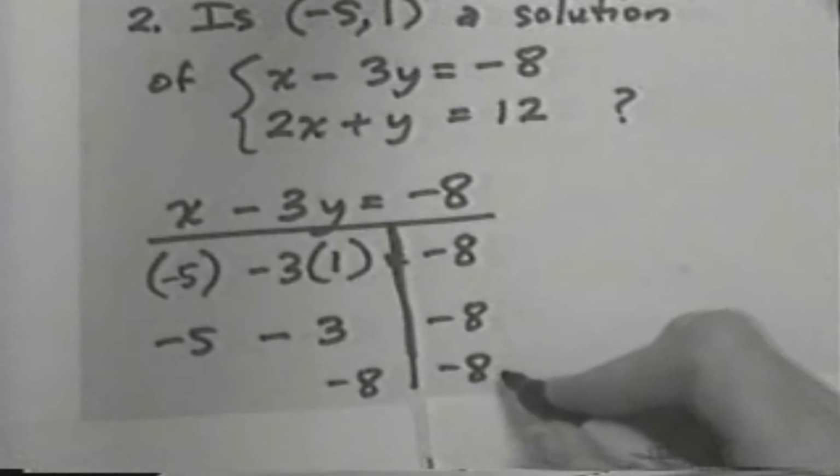The x number we're using is -5. The y number we're using is 1. So on the left we have -5, subtract 3 times 1. On the right we have -8. -5 subtract 3 on the left, -8 on the right, and -5 subtract 3 is -8, so yes, this works out. Great, we're halfway there.